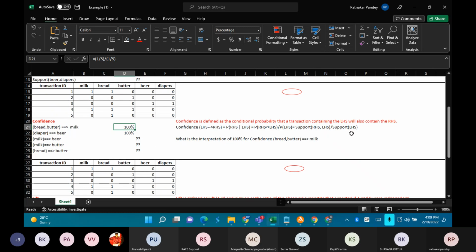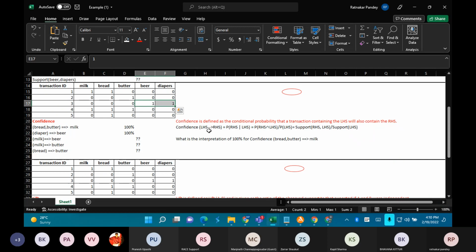Who can give me the confidence? What is the numerator and denominator for diaper and beer? 1/5 by 1/5. You have to compute the support for the right hand side and left hand side combined together. Diaper and beer together is only one transaction, 1/5, divided by the support for the left hand side, diaper, again 1/5. So 100% confidence: if somebody buys a diaper, they will 100% likely buy a beer as well.